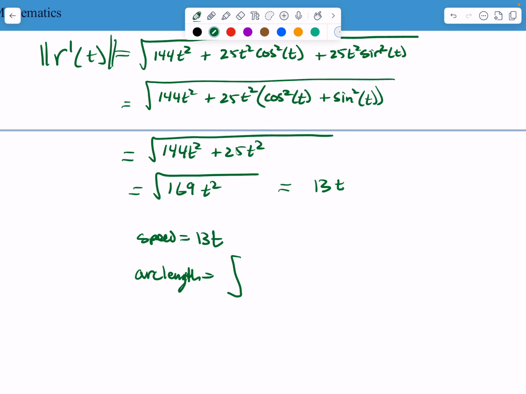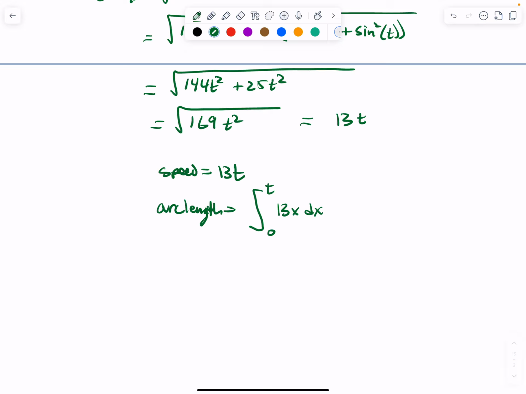Okay, so this is going to be the integral from 0 to t of 13x dx. It's painful for me to change letters on you like this, but I know you probably just want to do the antiderivative. The antiderivative is going to be 13x squared over 2, evaluated from x equals 0 to x equals t. And that does give me 13t squared over 2, exactly what you would have expected.